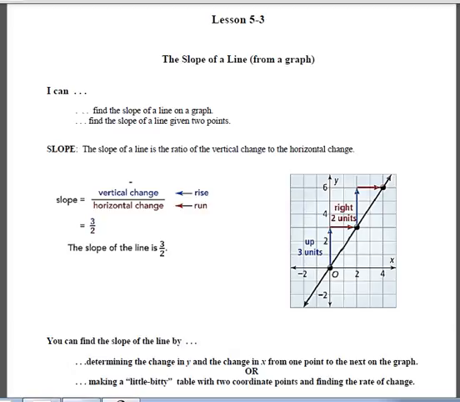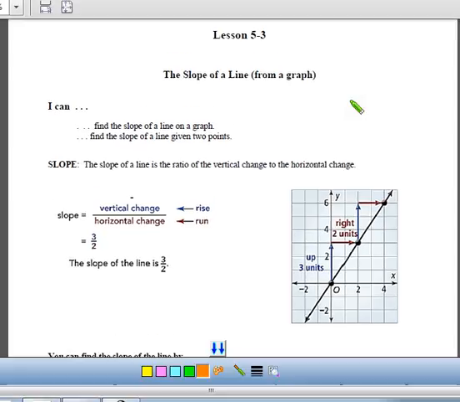This lesson is all about the slope of a line from a graph. Our target for this lesson is: I can find the slope of a line on a graph and find the slope of a line given 2 points. So if you're either given a graph or even just the points, you should be able to find the slope, which remember we use in our equation, and that the slope is our rate of change, and it's a very important part of linear functions.